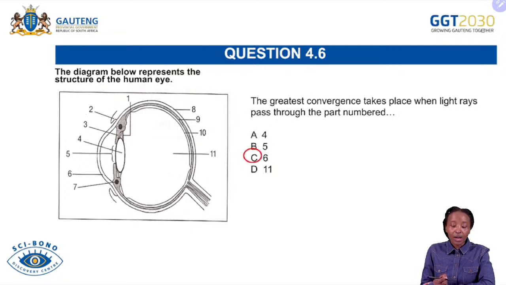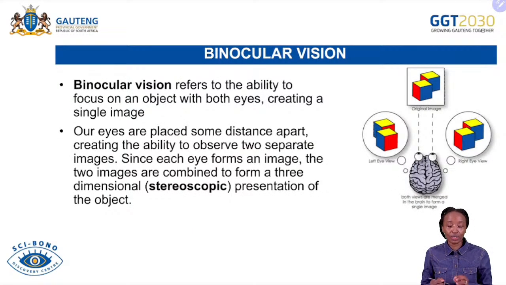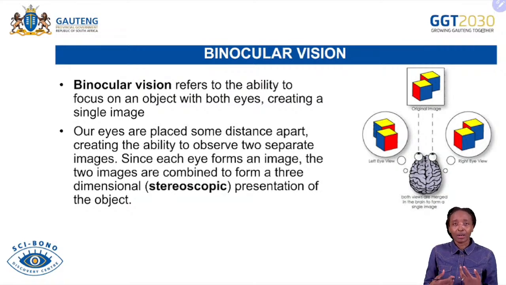And then we'll just jump onto the last part, which is what we call binocular vision. This is where we start looking at the functioning of the eye. So what is binocular vision? When we talk of binocular vision, we're talking about the ability to focus on an object with both eyes, creating a single image. If you're looking at a book or a person, whatever you're looking at, you are able to see it as one image. Even though you have 2 eyes, you don't see 2 things, because they work together to produce that one image.